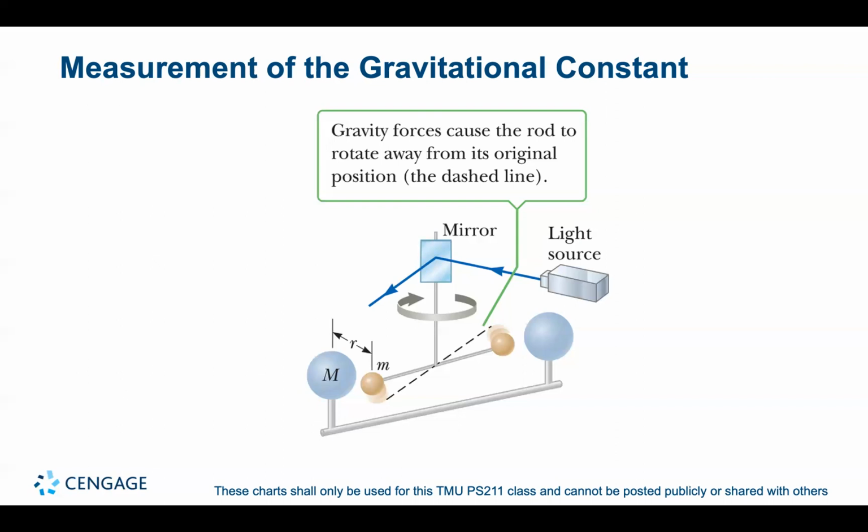This experiment was carefully repeated with different masses at different separations. In addition to providing a value for G, the results show that the force is attractive, proportional to the product of the two masses, and inversely proportional to the square of the distance r.